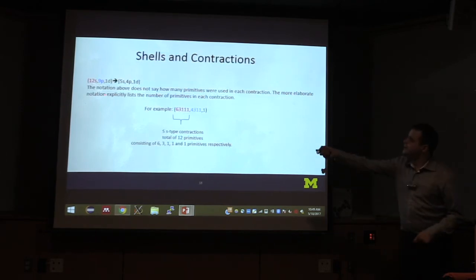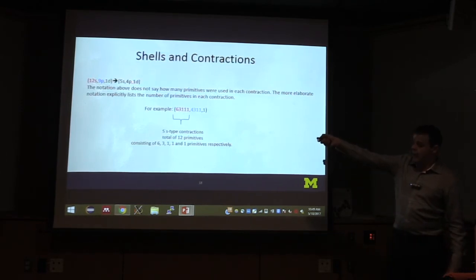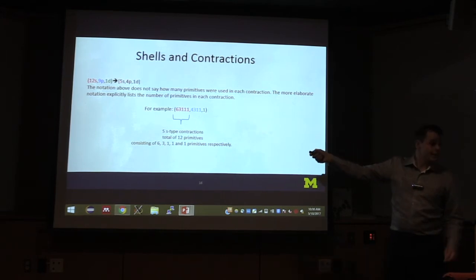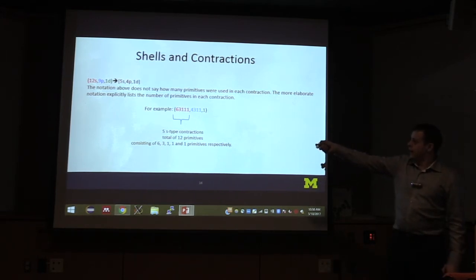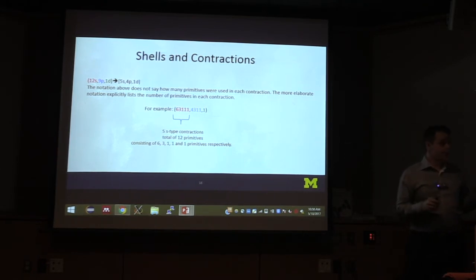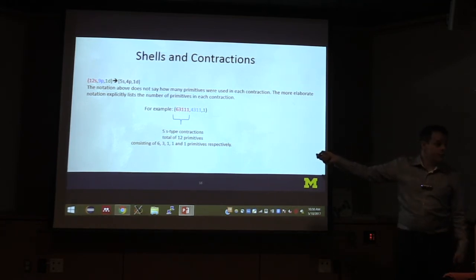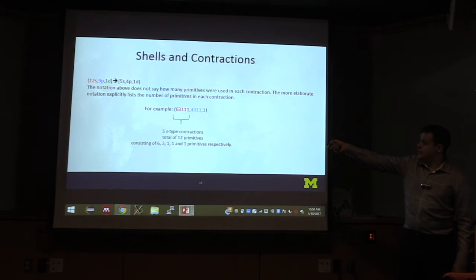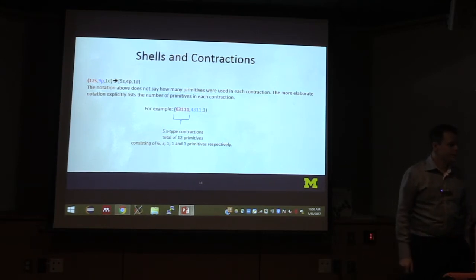Okay, so these are our primitives. These are our contractions. So we have a total of 5 s contractions. We could explicitly say how many primitives are in each contraction using this notation. So this says that the first contraction has 6 primitives, the second contraction has 3 primitives, etc. And these are all the s-type primitives. Likewise, the d-type contractions: the first d-type contraction has 4 primitives, the second d-type contraction has 3 primitives, and 1 and 1. Does that make a little bit more sense now?